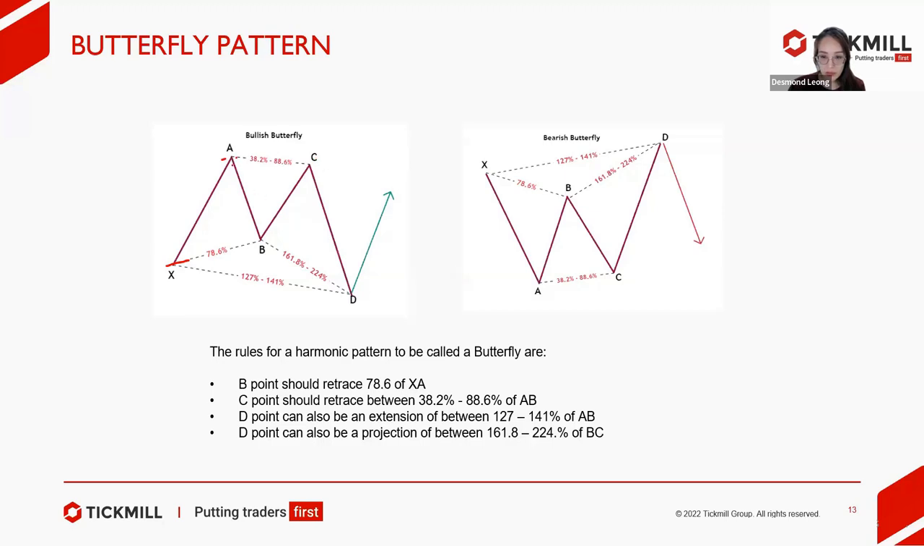How do you get the C point? You draw Fibonacci from A to B, and you get the retracement between 38.2 to 88.6% of AB. And for the D point, you can use the extension, which is 127.2 to 141% of AB, and then you get the extension. I will tell you how to draw it, how we are going to find a butterfly.